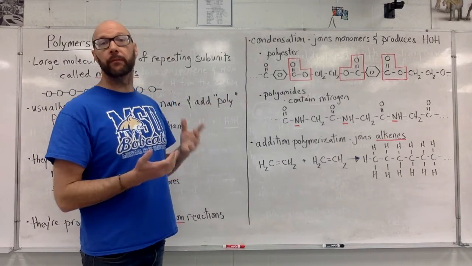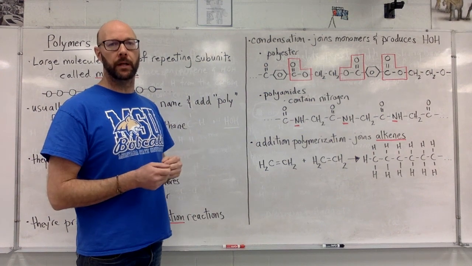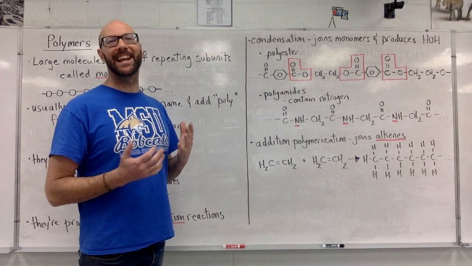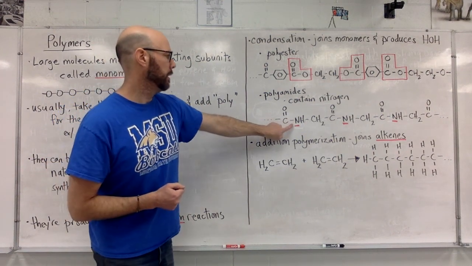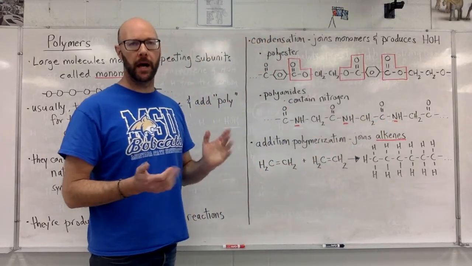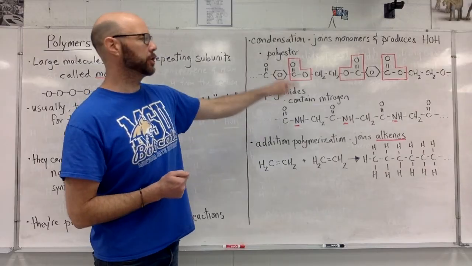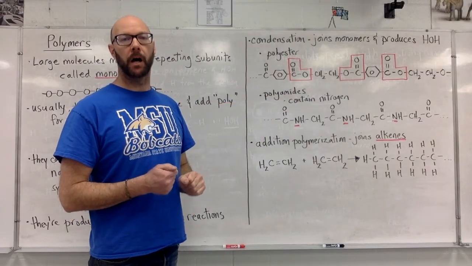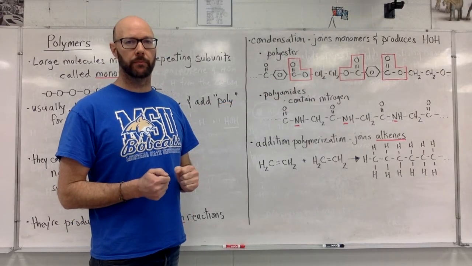In addition, something we've never heard of before are polyamides. These are a kind of polymer that contain nitrogen. Here, multiple nitrogens. It's a polyamide. Again, it has a repeating structure of individual monomer subunits.